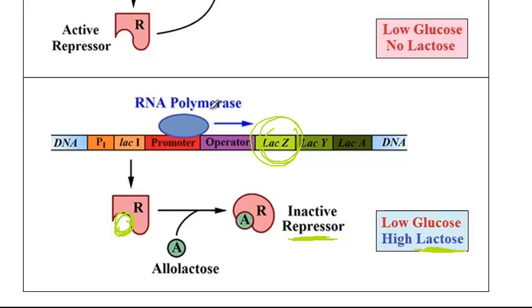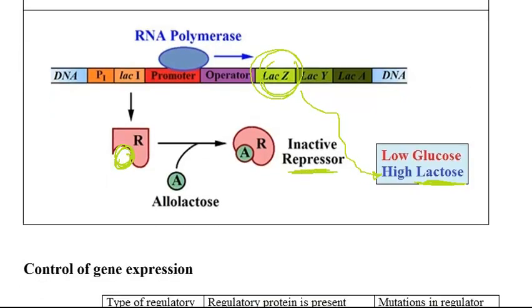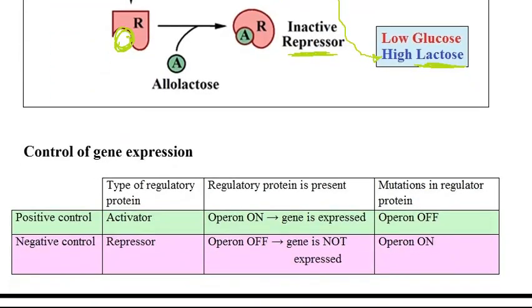And so RNA polymerase is no longer blocked, can go through, and transcribe beta galactosidase, which will use up the lactose for its energy production. All right, so in summary, we have two different forms of operons.